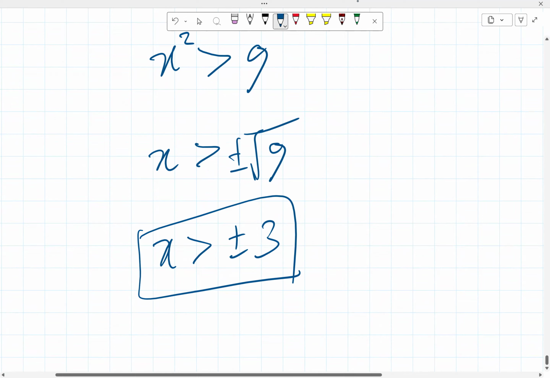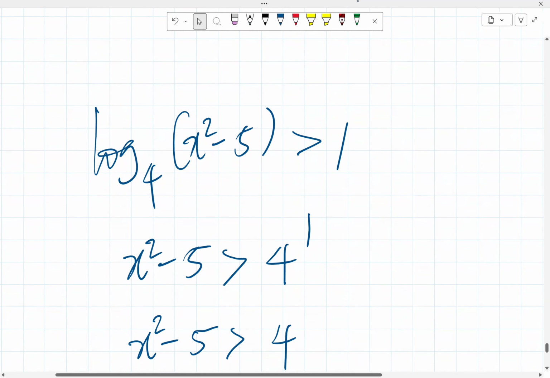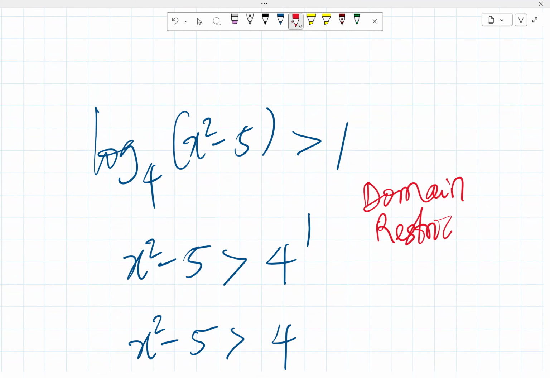But then, is it a log problem? Yeah, it was a log problem. So we need to get the domain. So domain restriction, we have to check that. So for the domain restriction, we know that x squared minus 5 should be greater than 0.